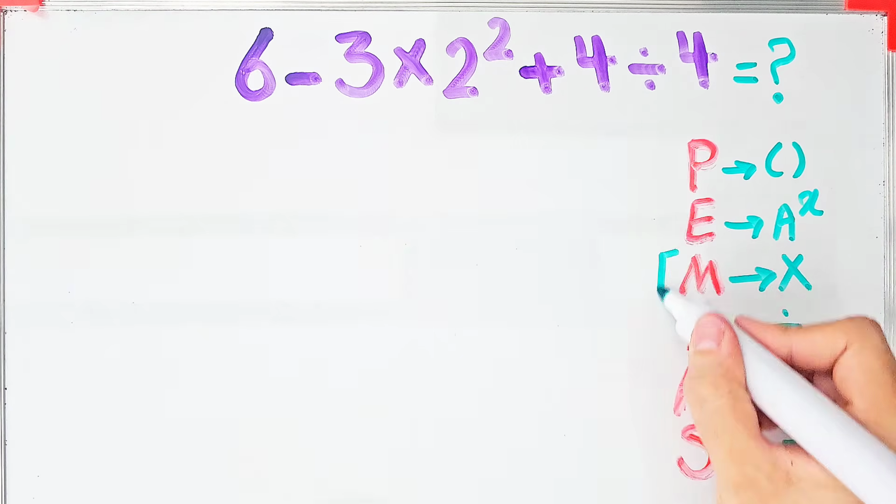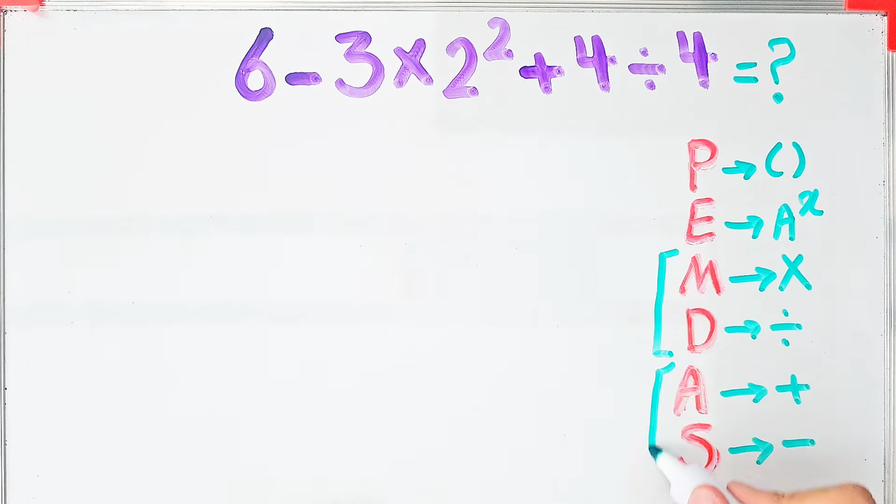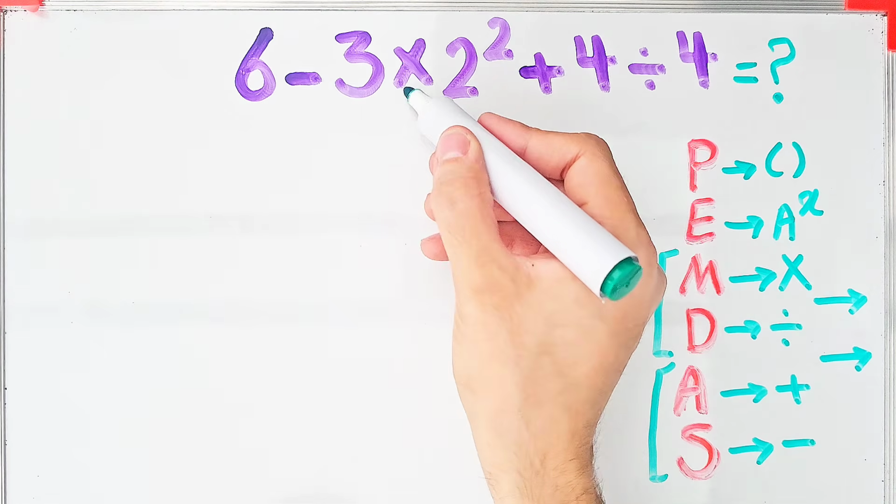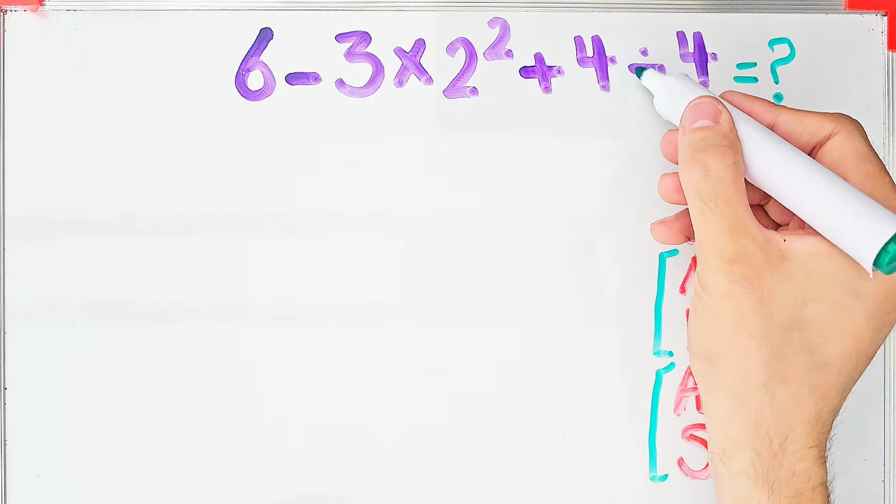Multiplication and division have the same level of priority. Also, addition and subtraction have the same priority. When we have both in an expression, we start from the left and simplify the question. In this question, we have subtraction, multiplication, exponent, addition, and division.